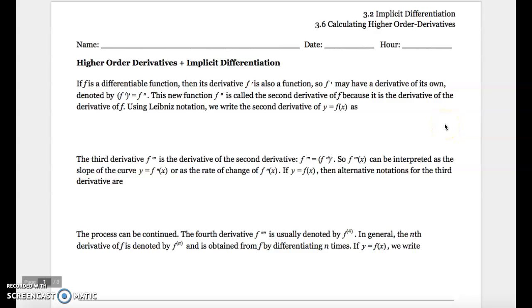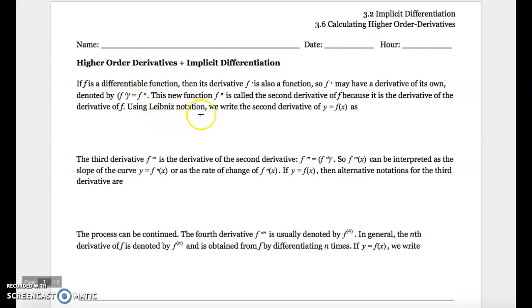Hey guys, so today we're going to be looking at higher order derivatives and then combining that with our knowledge of implicit differentiation. So basically what we're starting off with is a differentiable function. If you have a function f, then you can take its derivative, right? So we have f prime. This f prime is also going to be a function, so technically you can take the derivative of this piece as well. It may have a derivative of its own. And when you take the derivative of the derivative, you get f double prime. This new function is called the second derivative of f because it is, in fact, the derivative of the derivative.